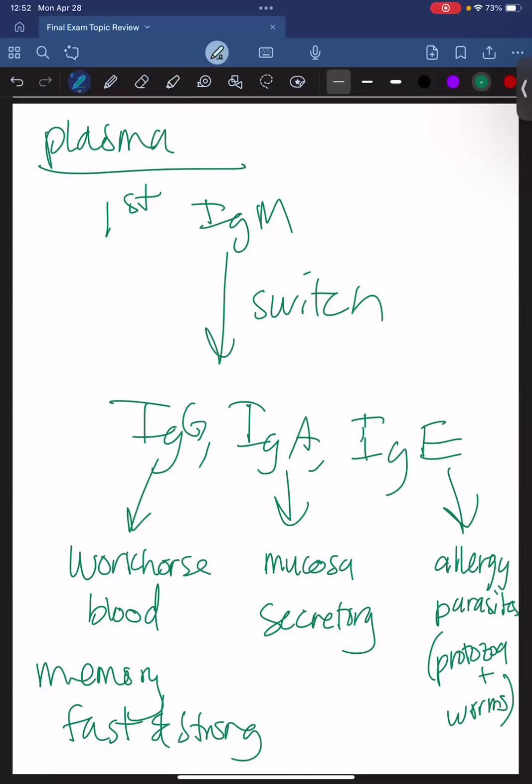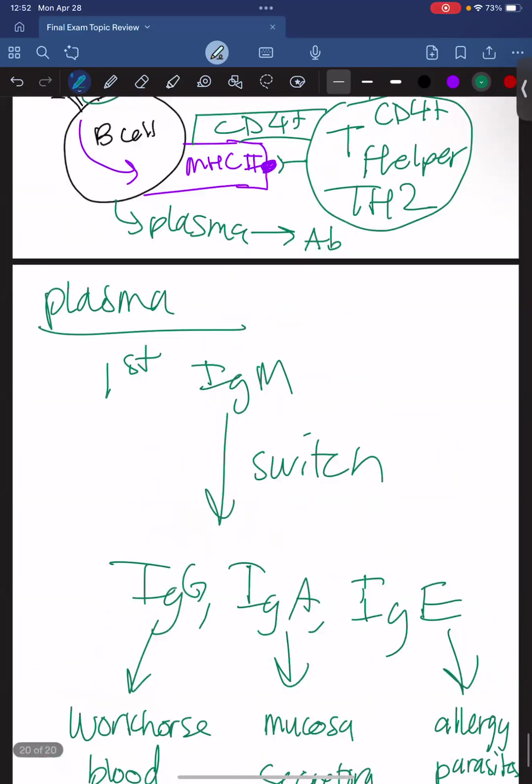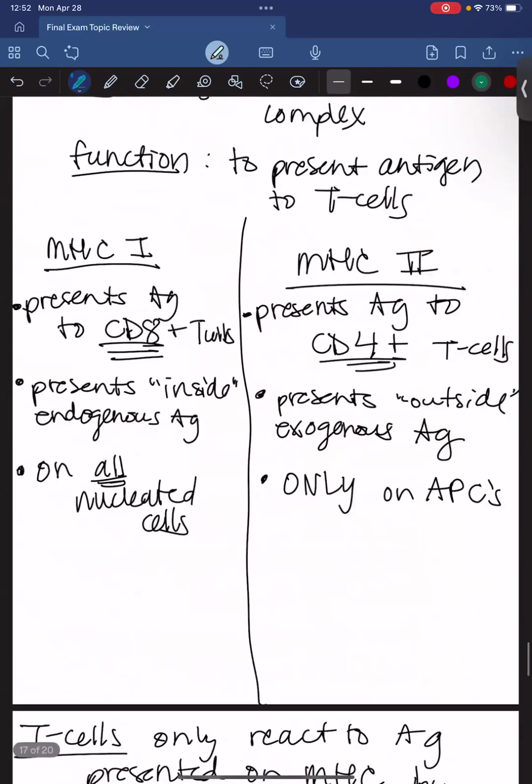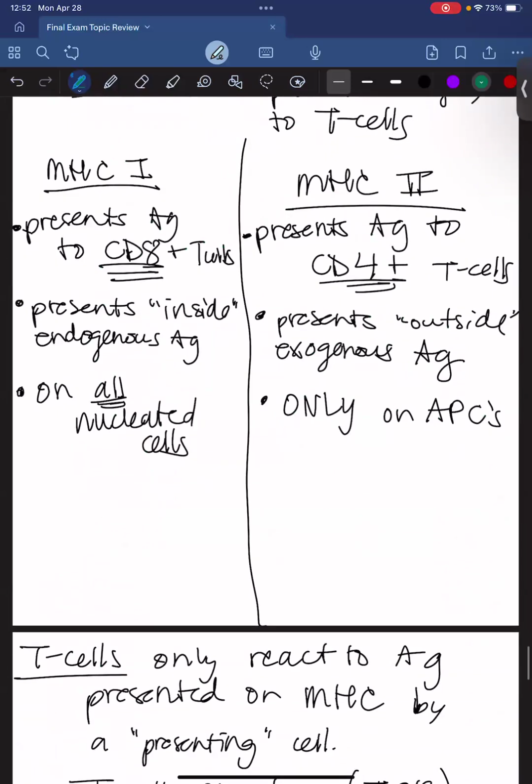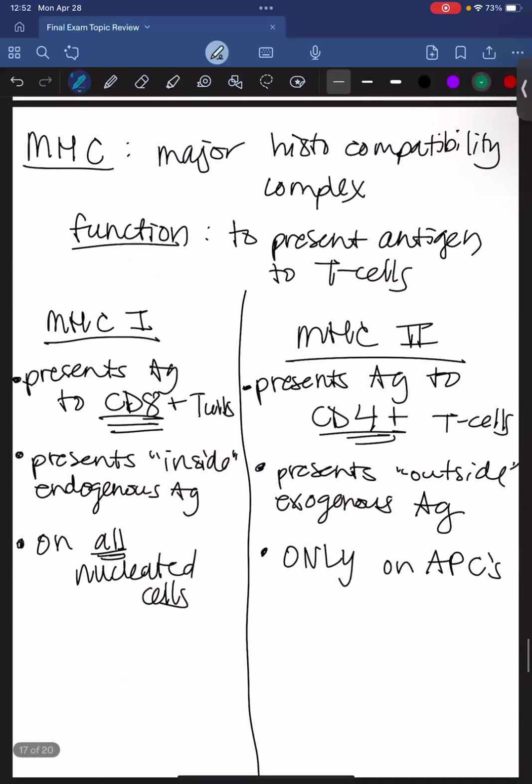Okay. You guys have the gist of this down? I know that this MHC stuff, that's the hardest stuff. So if you guys are trying to figure this out, I hope that this helped you figure it out. MHC presents the antigen to the T cells, period. That's what it does. And then MHC1 presents inside antigen to CD8, and MHC2 presents outside antigen to the CD4.